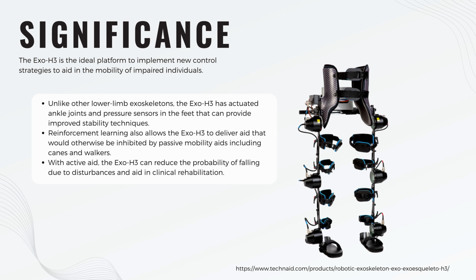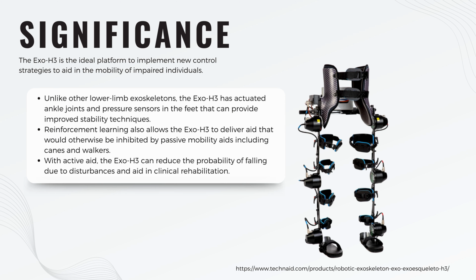The EXO-H3 is the ideal platform to implement new control strategies to aid in the mobility of impaired individuals. Unlike other lower limb exoskeletons, the EXO-H3 has actuated ankle joints and pressure sensors in the feet that provide the ability to implement improved stability techniques. Also, by implementing reinforcement learning, the EXO-H3 can deliver aid that would otherwise be inhibited by passive mobility aids, including canes and walkers. With active aid, the EXO-H3 can reduce the probability of falling due to disturbances and aid in clinical rehabilitation.